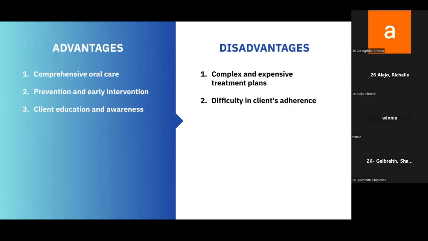Disadvantages. Number one is that it can be a complex and expensive treatment plan. So clients who have both conditions may experience complicated and high cost treatment plans. Clients with periodontal disease need 3 months of regular checkups and in-office dental cleanings. And then if they are diabetic, medications and monitoring equipment are also required.